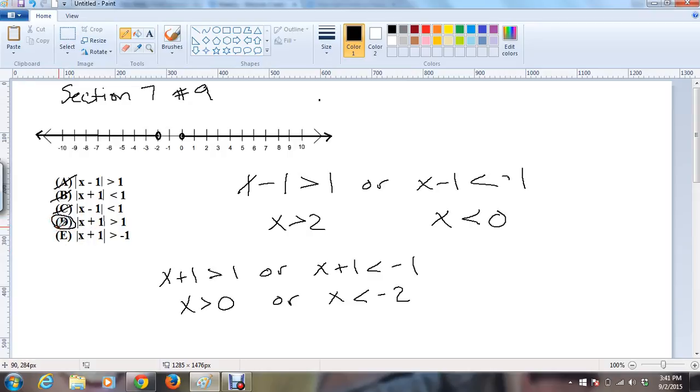So one way to remember this is to go back and look in your Algebra 2 book on the absolute value inequalities, and we will cover this in class as time goes on, as we review all these concepts. So that is section 7, number 9.